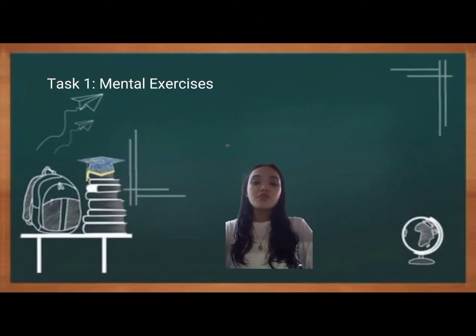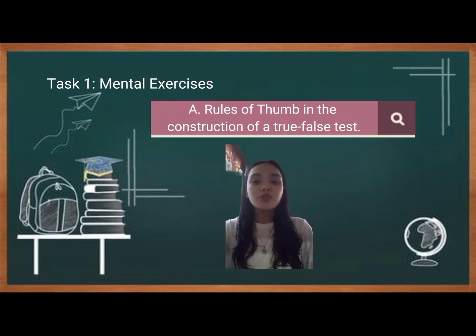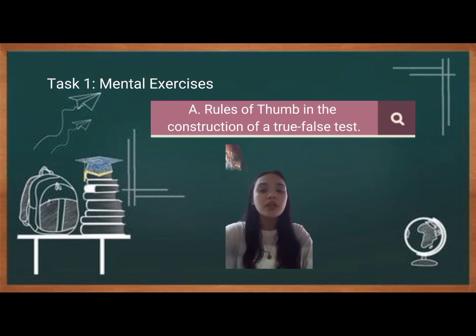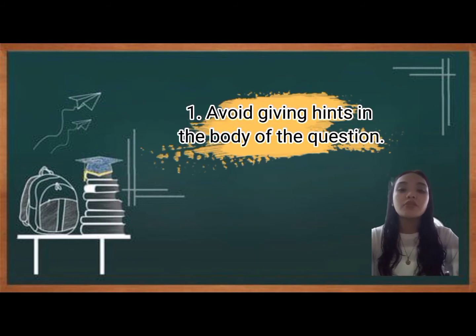Mental exercises for the letter A. We are tasked to give a non-example of each of the following rules of thumb in the construction of the true-false test, then improve it to become a good example of the test. First: avoid giving hints in the body of the question.